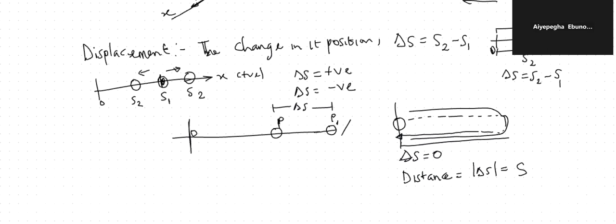So this particle actually traveled from here to here, that is 5, then traveled back to the original position, that's 10. So total distance is 10 meters, but displacement is 0. Why? Because you started from a position and you are ending at that same position. So distance is the total length of path over which the particle travels. Distance is a scalar quantity, while displacement is a vector quantity, the same way you're going to talk about speed and velocity. So that's the difference between displacement and distance.